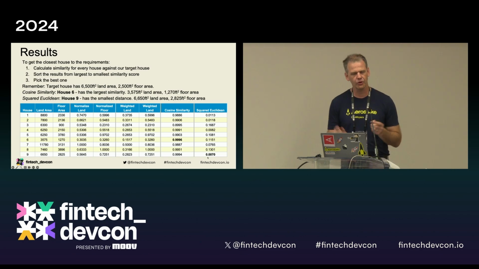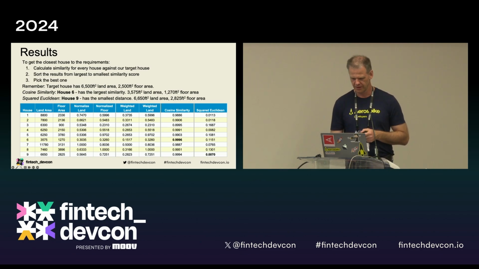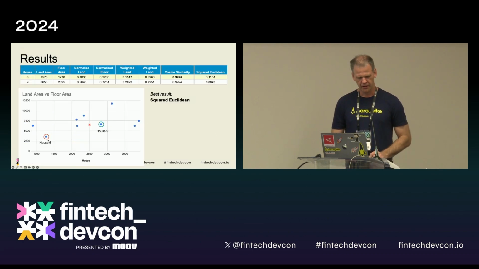And for squared Euclidean, you want the smallest one, the closest, which is 0.007. And if I plot those on a graph, you can see these are the 2 results that I mentioned. House 6 was the cosine similarity, house 9 was the squared Euclidean. House 9 is pretty close. That's our target. That is what the algorithm says would be the best house.